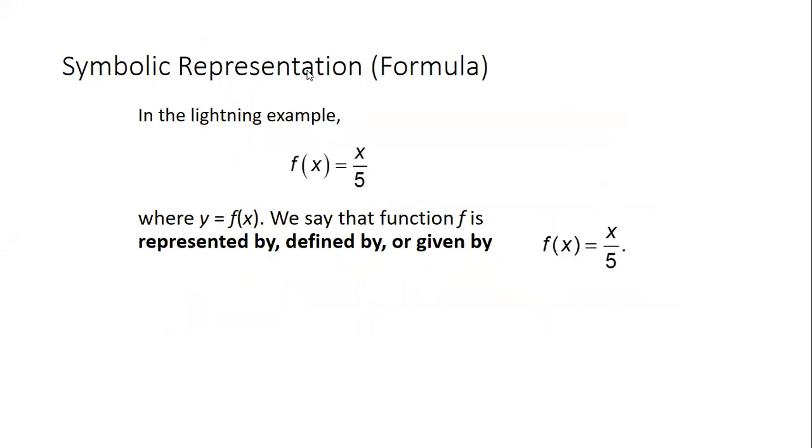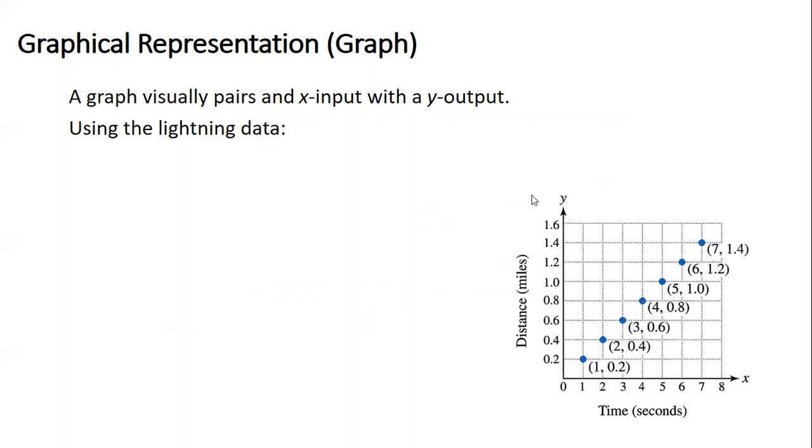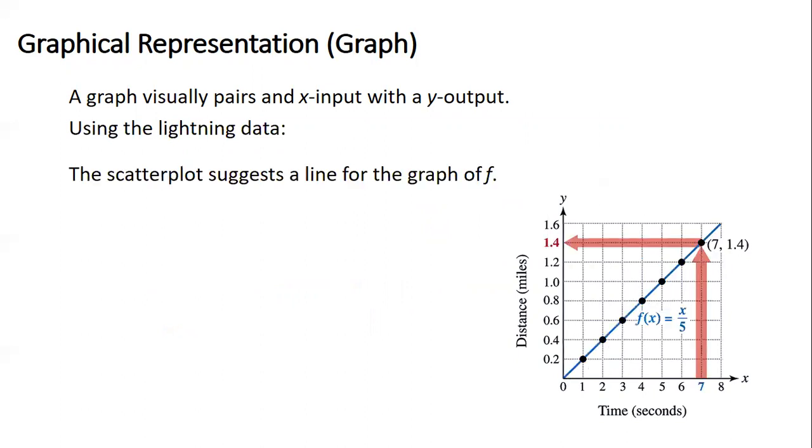Symbolic representation, that's when you have your formula, your equation. Equation means that there is an equal sign in it. Okay, and then graphical representation literally means that you are graphing your X and Y input on the X and Y coordinate plane. So we've graphed our lightning data. When we look at the lightning data, we can now use it to make estimations, see where the values fall.